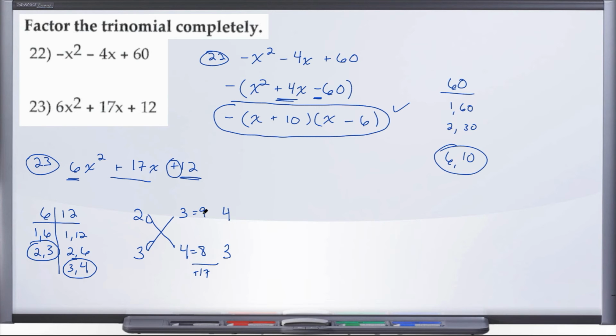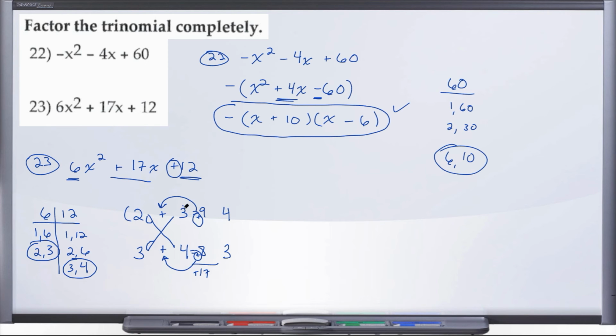Well, what does the sign of each of my cross products have to be in order to get a positive 17 if I'm adding? Well, this has to be a plus 9, and this has to be a plus 8, right? Positive 9 plus a positive 8 gives us a positive 17. And then whatever sign you put with the cross product is going to just bounce over. So we put a plus with the 9, so that plus bounces over. We put a plus with our 8, so that plus bounces over.